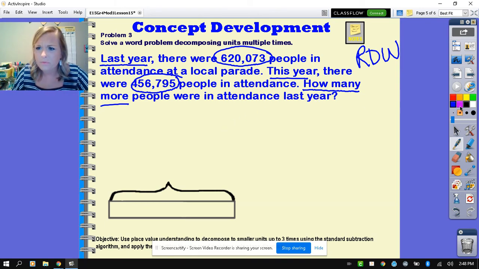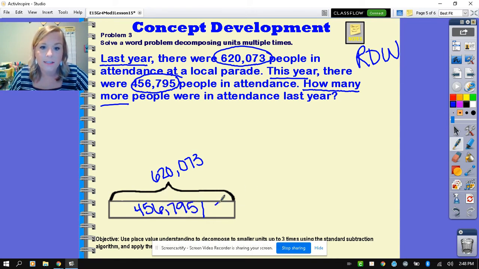So my big number, the big number that we have that's our total from last year was 620,073. This year, there were 456,795. And so we're trying to find this missing piece. How many more people were there in the first year? So that means we're going to be subtracting to find the difference.